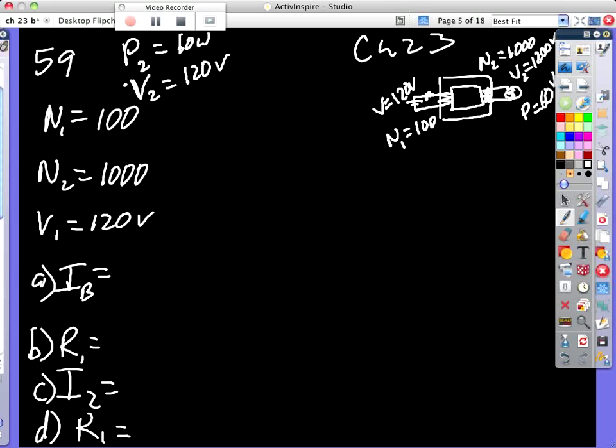The first part of this problem asks, what is the current over here? Well, I'm given the power and I'm given the voltage. If I want to find I, and I'm given P and V, what equation do you use? Yeah, P equals IV. So I is P over V. That's 60 watts divided by 120 volts, which gives me 0.5 amps.